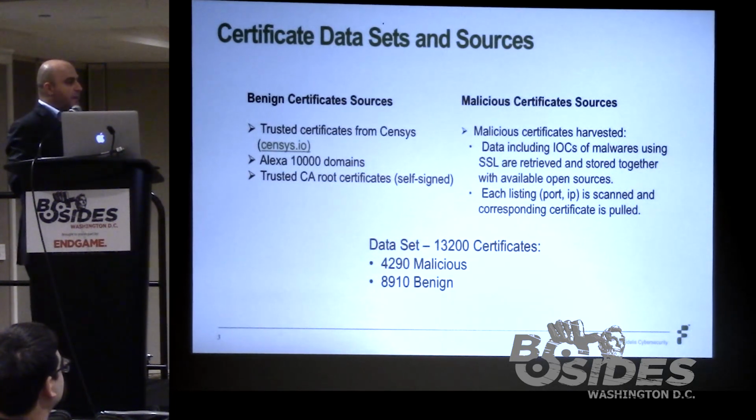For this study, so far we have a data set of about 13,200 certs, including roughly 4,300 malicious certs and around 9,000 benign certs. We want to keep the data set from being too imbalanced. We can collect millions of benign certificates, but that wouldn't be very helpful because we don't want the data set to be too imbalanced.